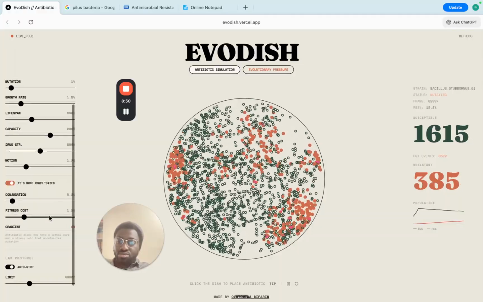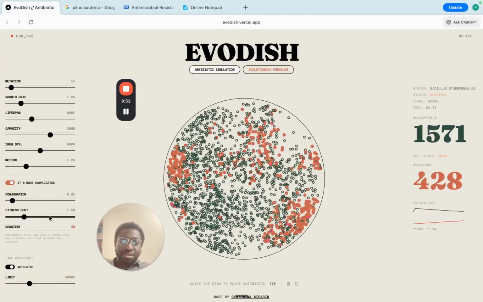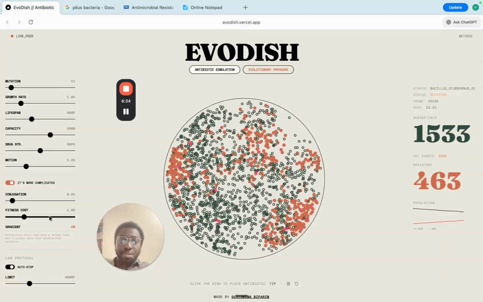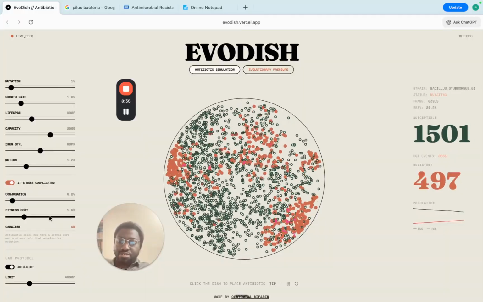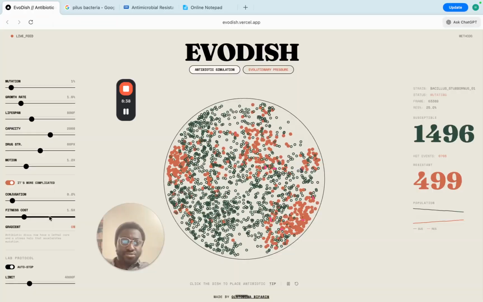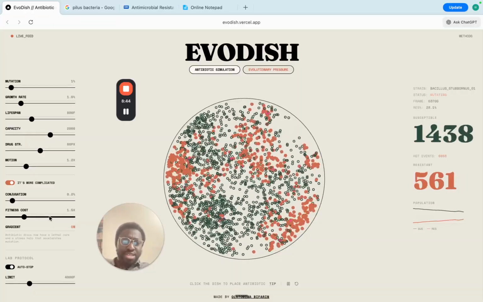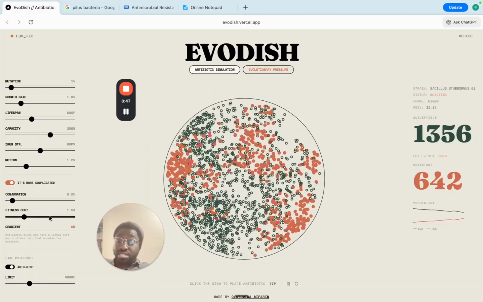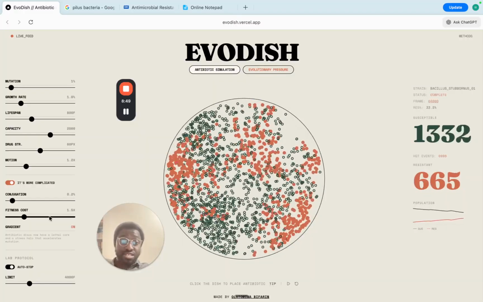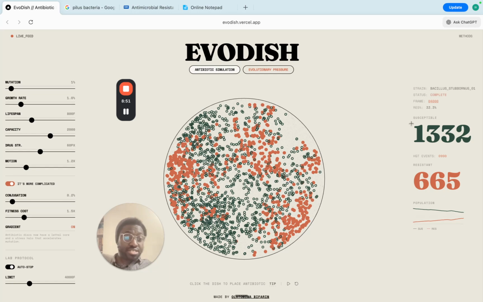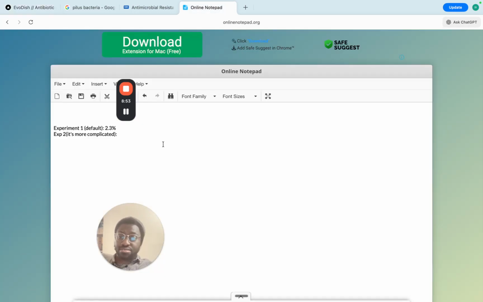So in this experimental condition we have a limit of 4,000 frames. So we'll see what percentage of resistant strains we have after this point. Okay, so it looks like it's 33%. I'm just going to write that down. 33%.